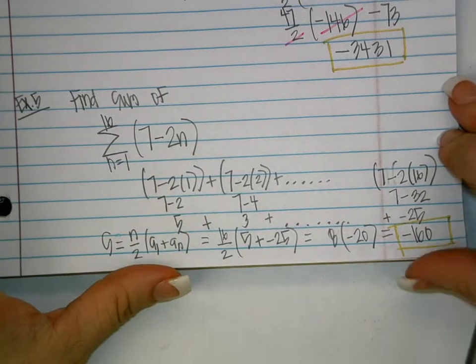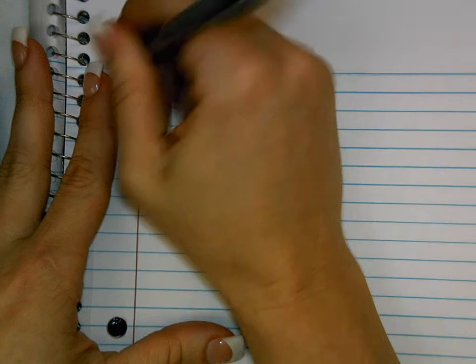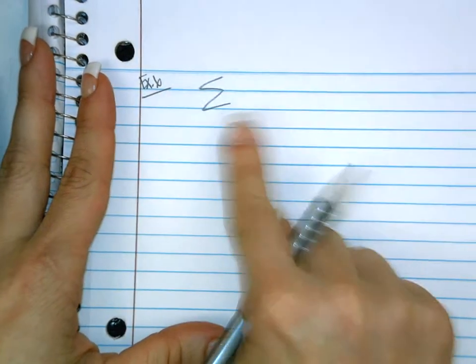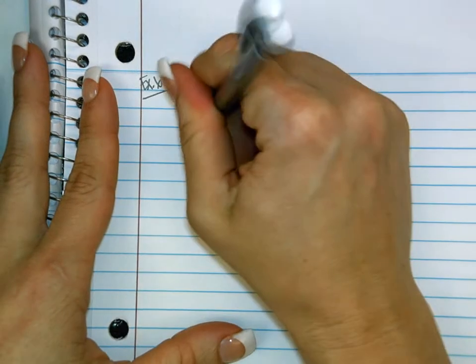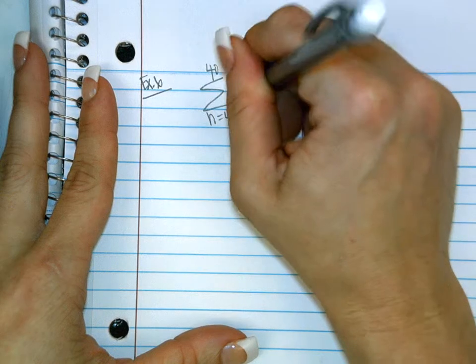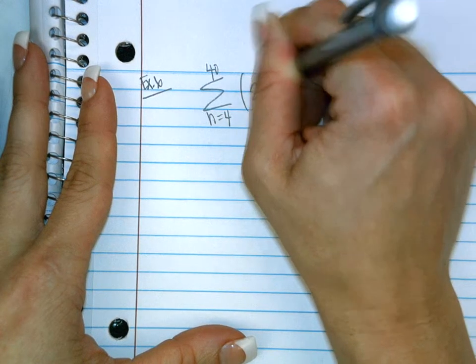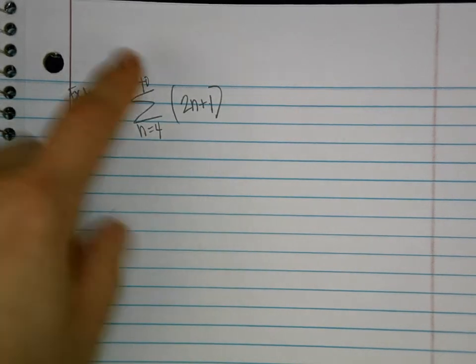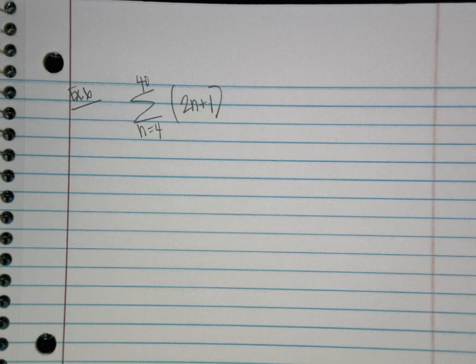Okay, last one for number 6. Okay, example number 6. I would like you to find the sum of, so that's already telling you find the sum of between n equals 4 and n equals 40 for the formula 2n plus 1. I want you to find every term if I plug in every number between 4 and 40 into this formula. I want you to add them all up. How would you begin? Any ideas?